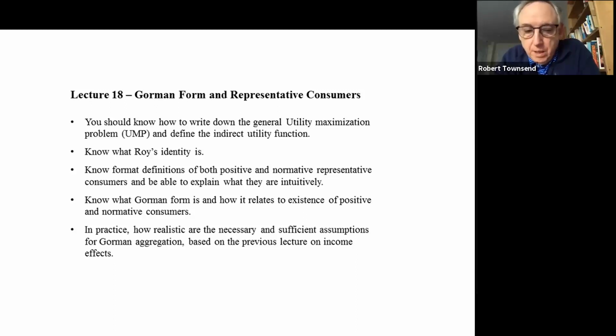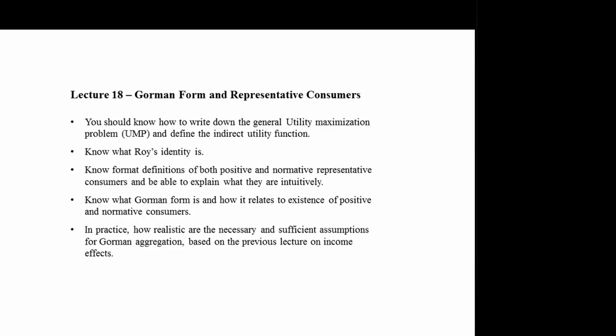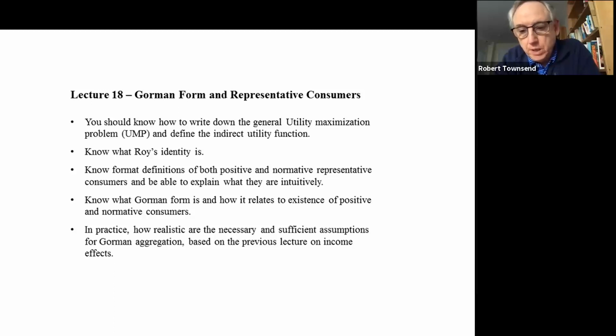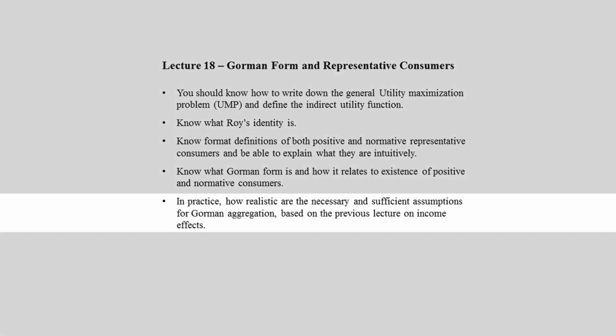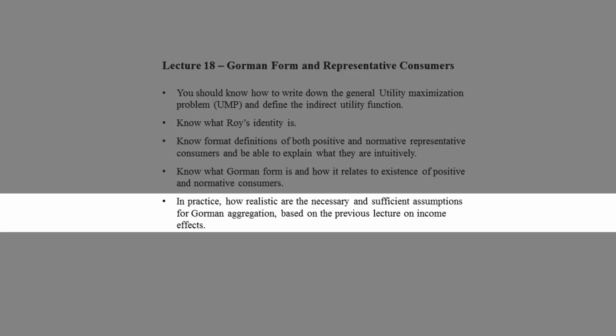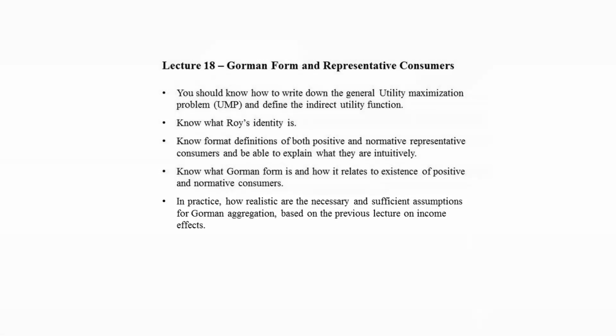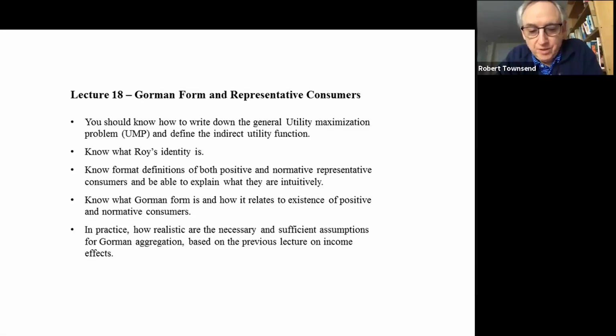But it's not on the B, and maybe you can remember why. What did we say about those linear expansion paths? Oh, those need to be parallel linear expansion paths, and so they need to be identical for each consumer. Exactly. So that's perfect. So there's no I for the B part. Okay, and then finally, I almost answered this already, but we can discuss it some more. How realistic are the necessary and sufficient conditions for Gorman aggregation based on what you've learned in previous lectures? In other words, do you believe it or not?